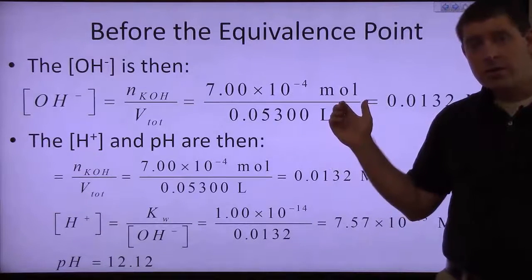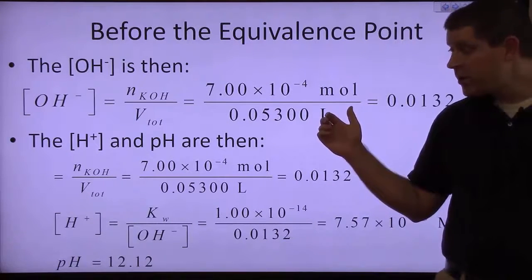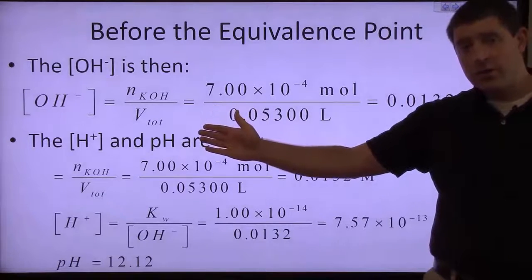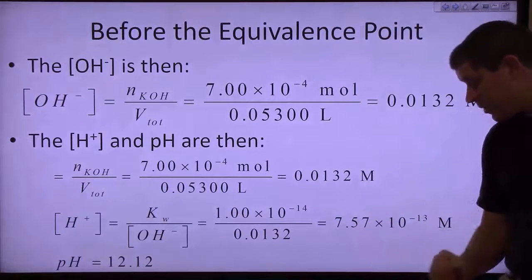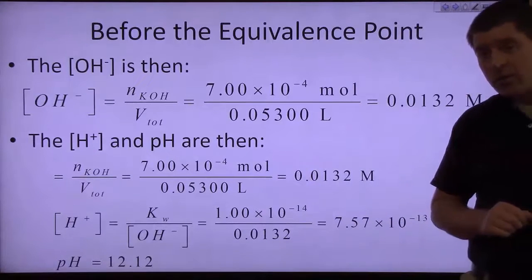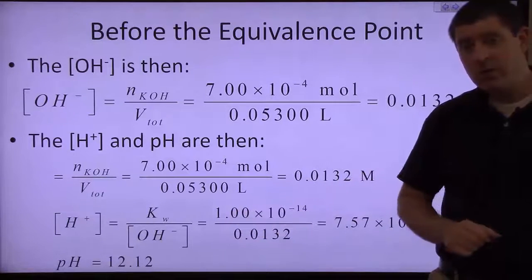And then using the concentration of hydroxide present in solution at this point, we can then calculate the concentration of hydrogen ion present and the pH. The hydrogen ion concentration is then 7.57 times 10 to the minus 13 molar, and that gives us a pH of 12.12.